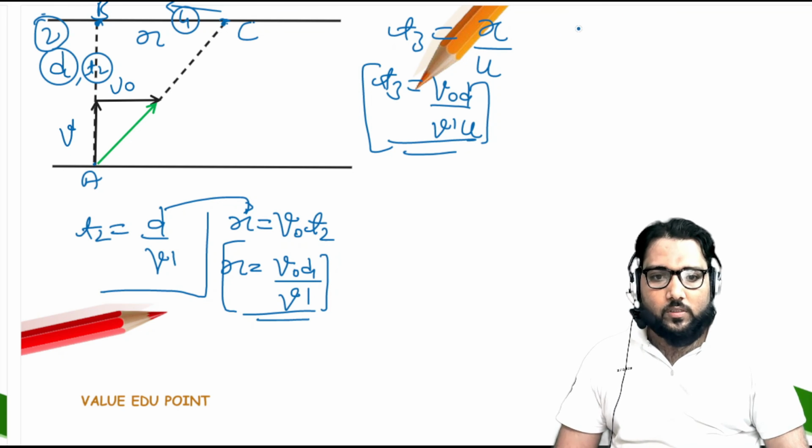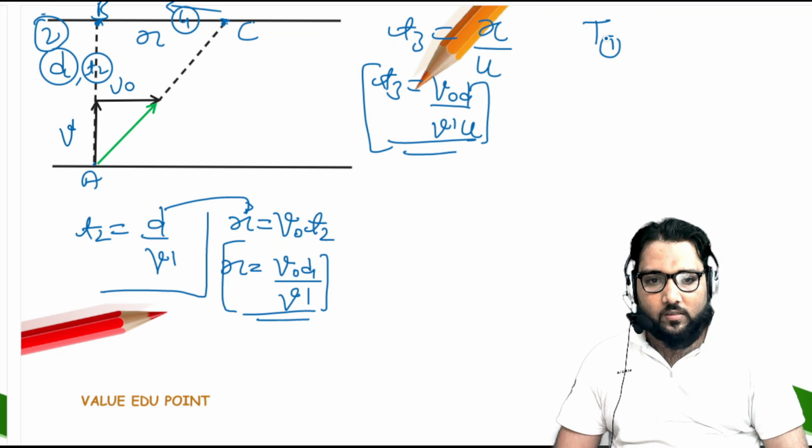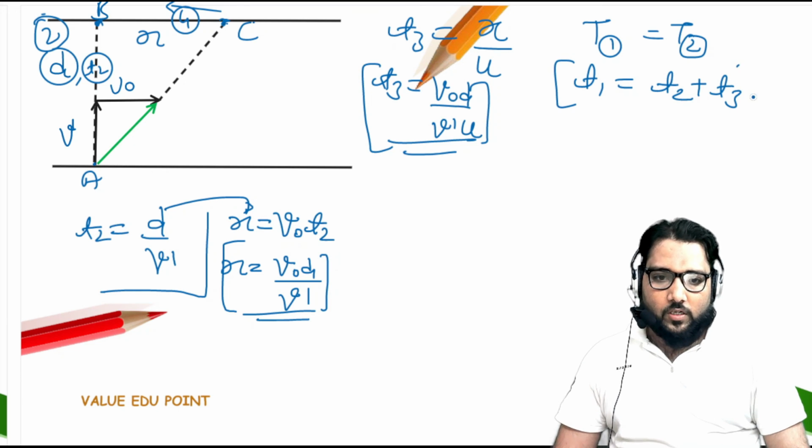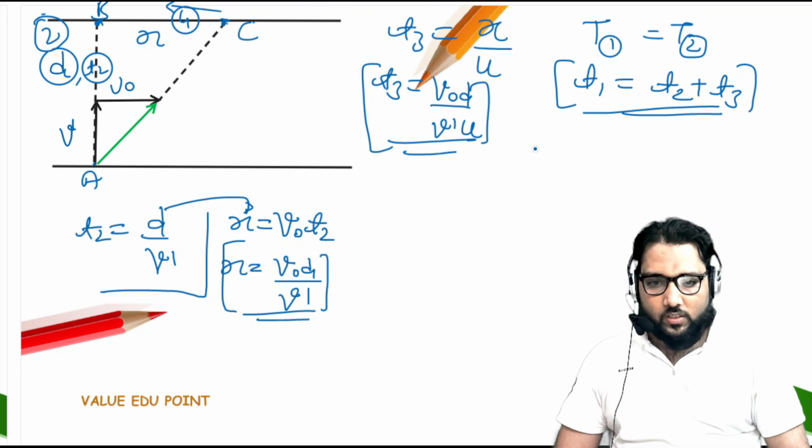So now the time taken by swimmer 1 will be equal to the time taken by swimmer 2. The time taken by swimmer 1 is t1, and the time taken by swimmer 2 is t2 plus t3. It is a very important relation, guys. If you are able to make this relation, you can easily solve it.